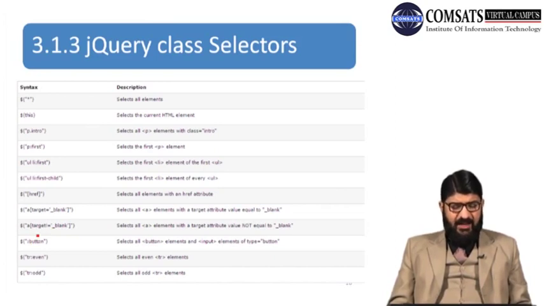And then tr:even is mentioned. tr is used for table row creation, and this selects all the even table row elements. And then tr:odd is mentioned, which means select all the odd tr elements. So these are the major methods for jQuery selectors.